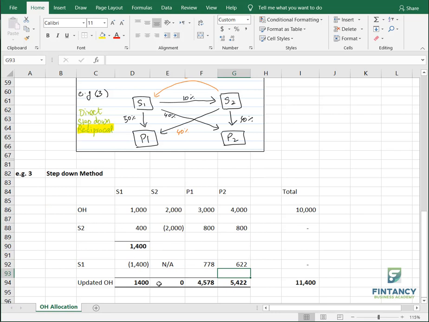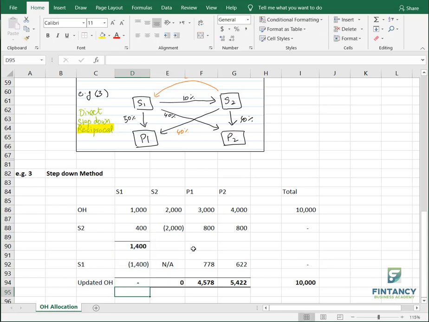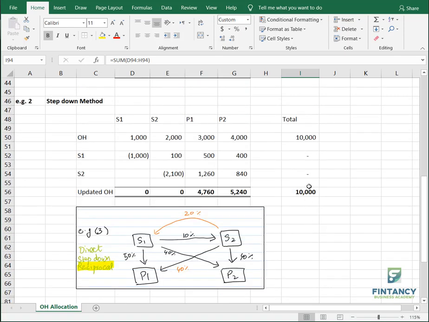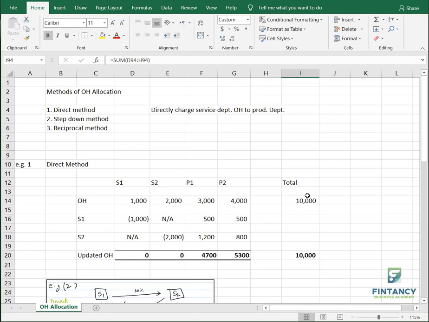But there is a problem here. I don't know why, what happened. Let's see. Because I think the formula is not updated. Yeah, because this will be like this now. Right? Anyways, so see, the overhead before allocation and after allocation should be same. Remember I told you. So it should be 10,000 before and after both. See, 10,000, 10,000, 10,000, 10,000. See, 10,000, 10,000.